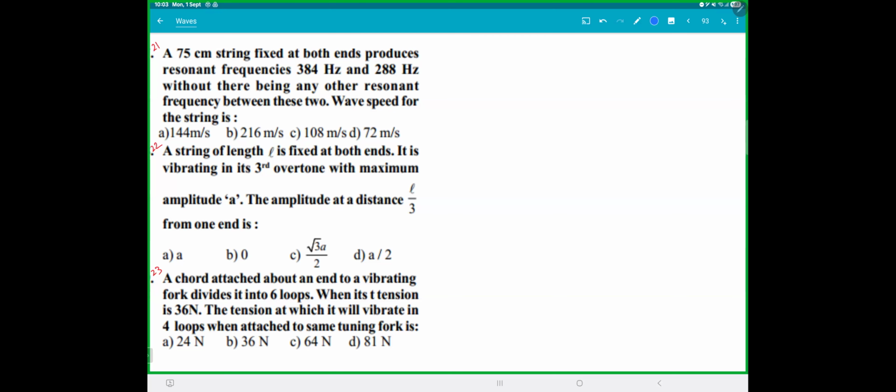Yeah, resonant frequencies means harmonics only. Resonant frequencies, no, I mean, these are the frequencies for which you get that thing. It's called resonance.